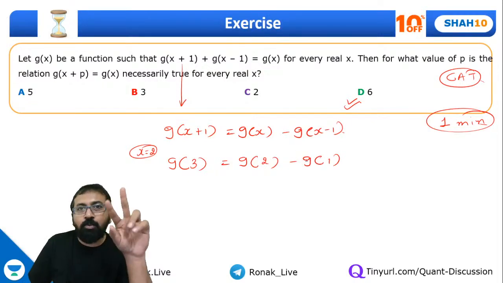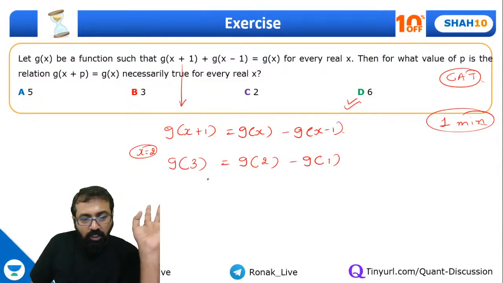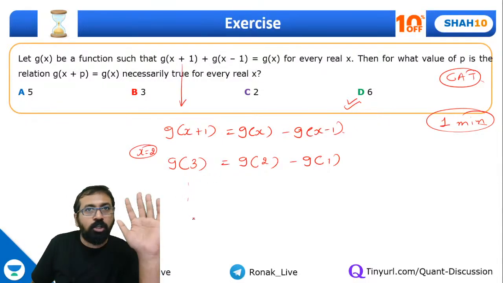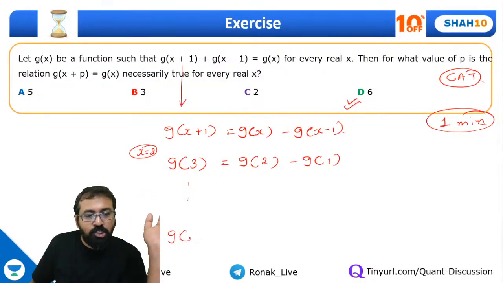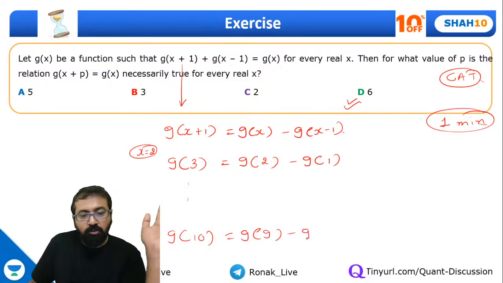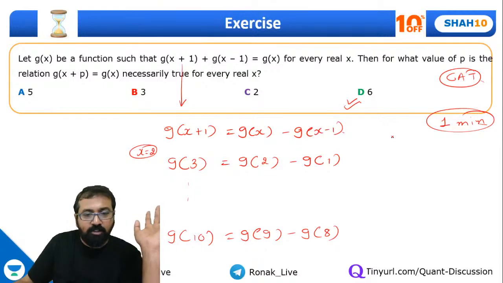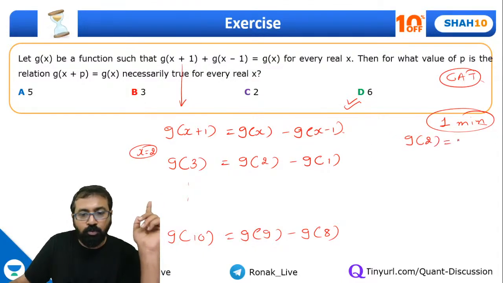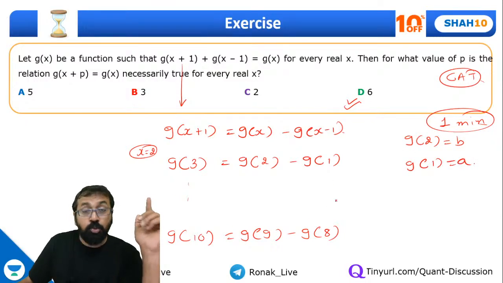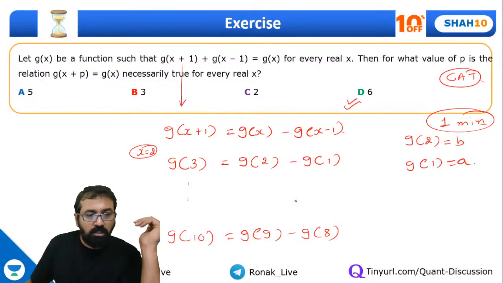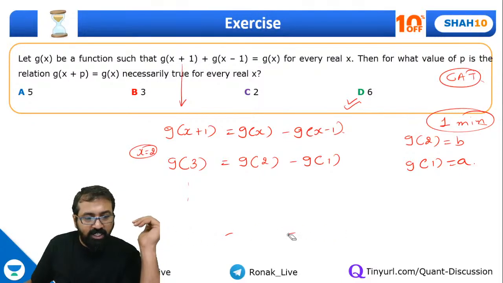Okay guys, let me tell you one thing, just a moment. If you go ahead this way, you will not understand anything, because then you will get g of 10 is equal to g of 9 minus g of 8. So ultimately we'll be going over there and there. So what we need to do is assume values of g. G of 2 let's take as b, and g of 1 let's take as a, so that we come to some conclusion.